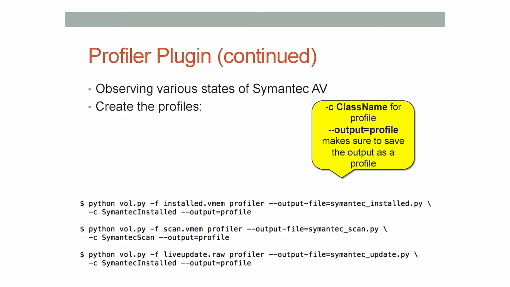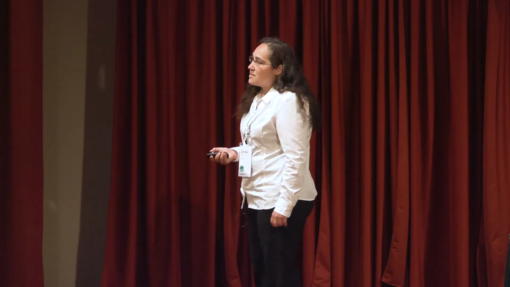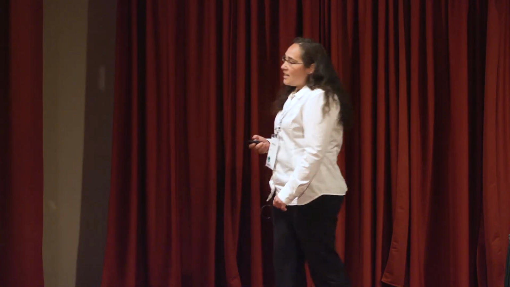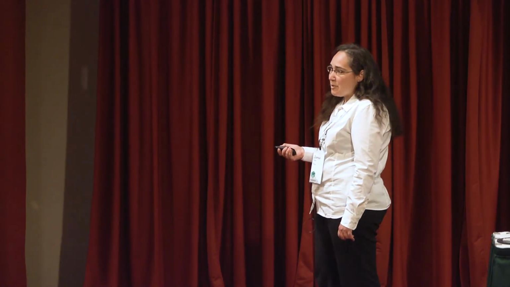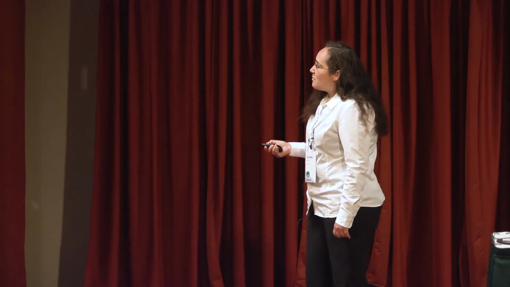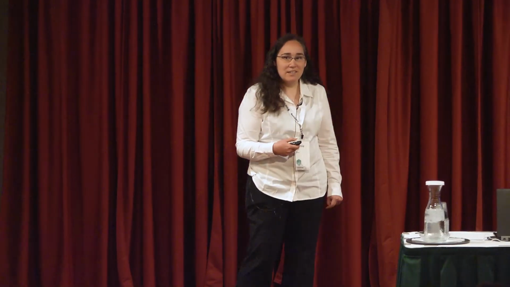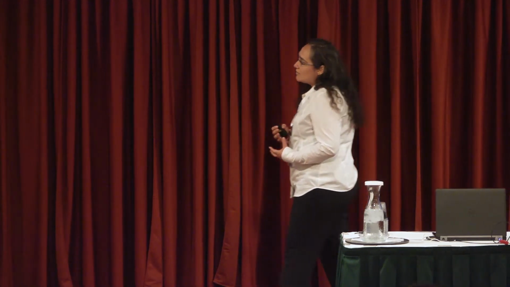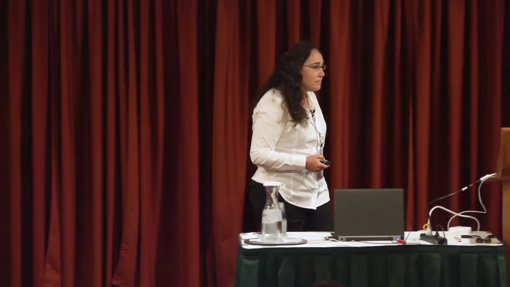And here we're giving it a class name. If not specified, it just uses some kind of default name. So what we're trying to do is we're building 3 different profiles. We're looking at Symantec in particular in these different states. So one of them is just like Symantec's installed, nothing's happening on the machine. The other one is Symantec is in a scan right now, and the other one is Symantec is actually doing a live update. And all of these items have different files and processes that are associated with them.